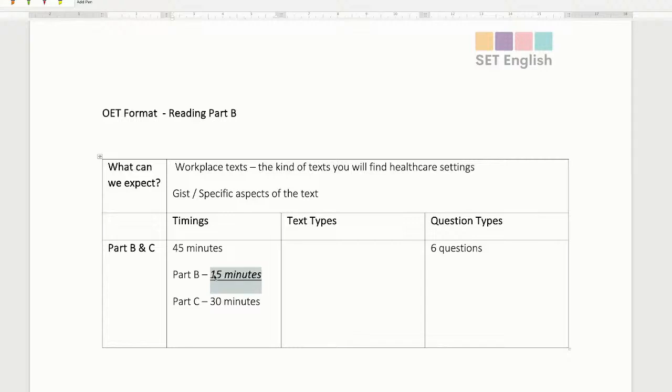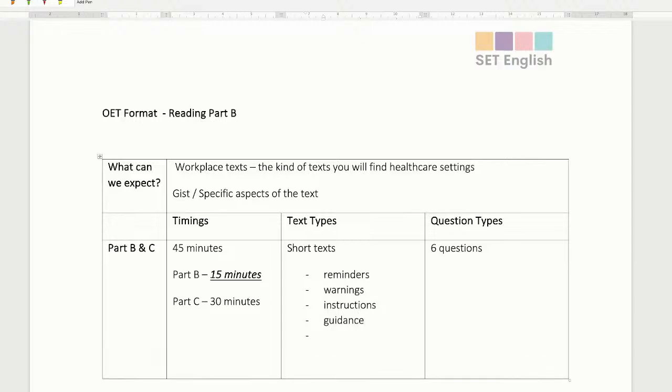Now, the text types. We're going to see short texts again. They're going to be around about the same length as the part A ones. And they're going to be things like reminders, warnings, instructions, guidance, memos. So all of the type of texts that you see at work. It might be talking about a piece of equipment, it might be talking about a policy change, or it might be something giving feedback from a recent audit or something like that.